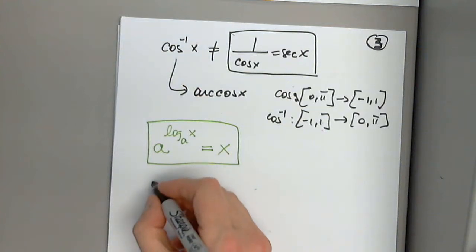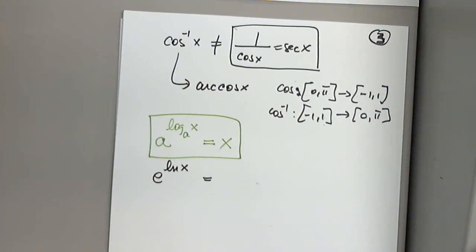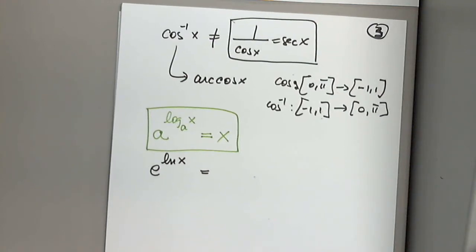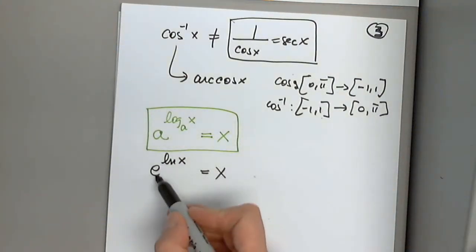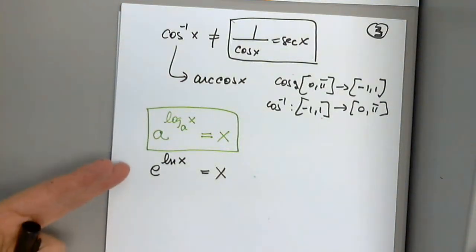What about this? E raised to natural log x. What will that be? Indeed, because this base and the base of natural log are the same. So it's the same idea.